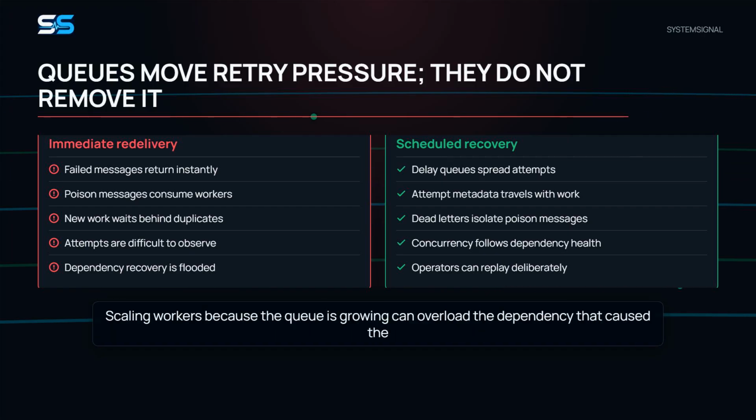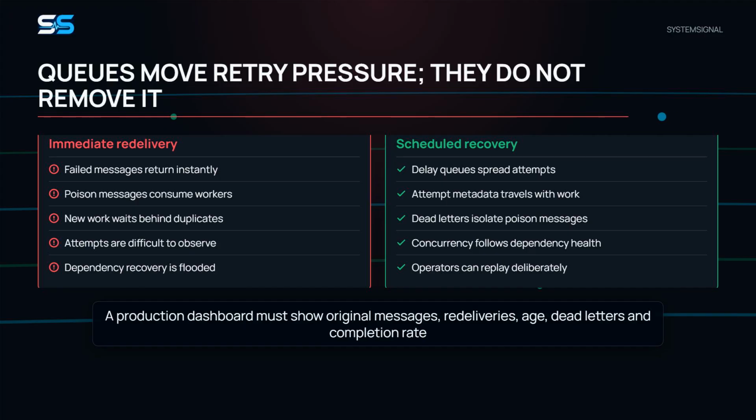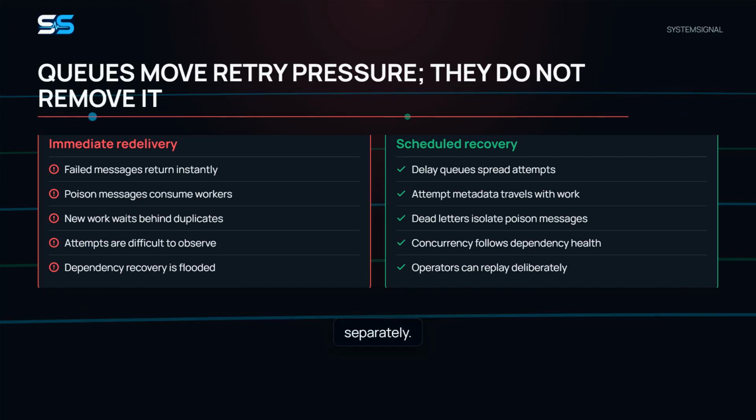Scaling workers, because the queue is growing, can overload the dependency that caused the queue to grow. A production dashboard must show original messages, redeliveries, age, dead letters, and completion rates separately.